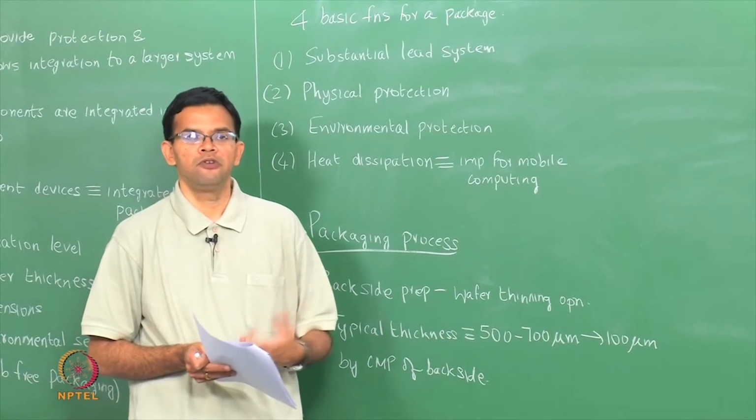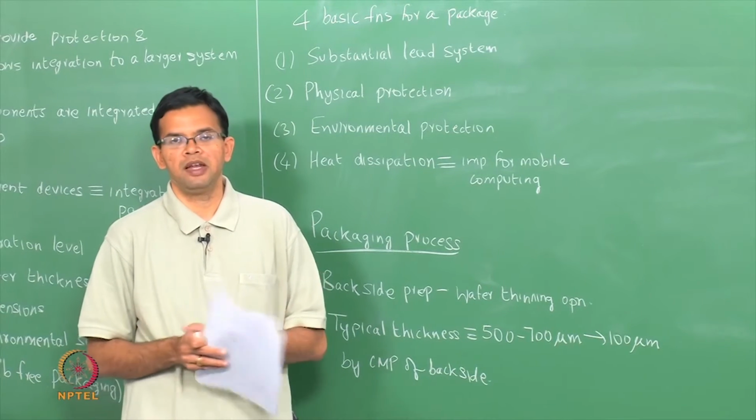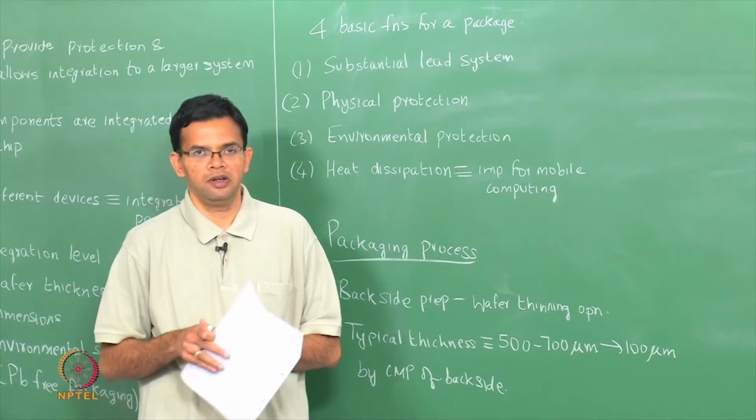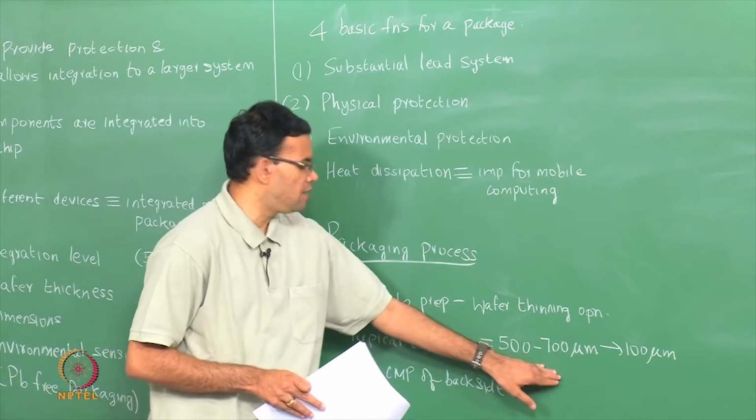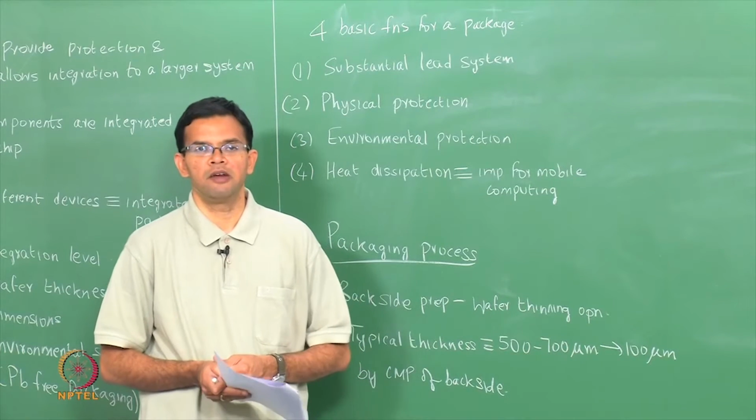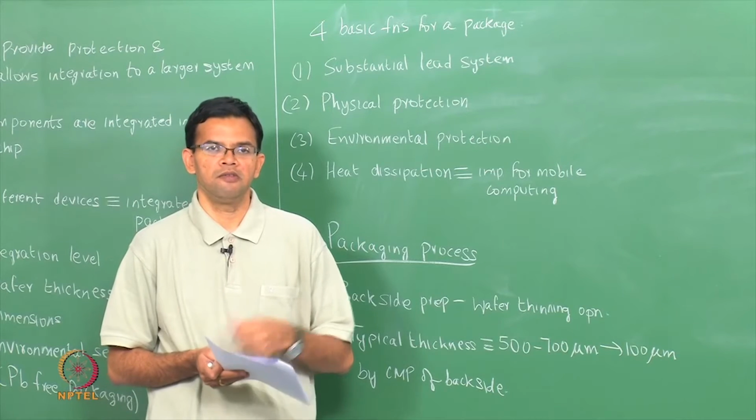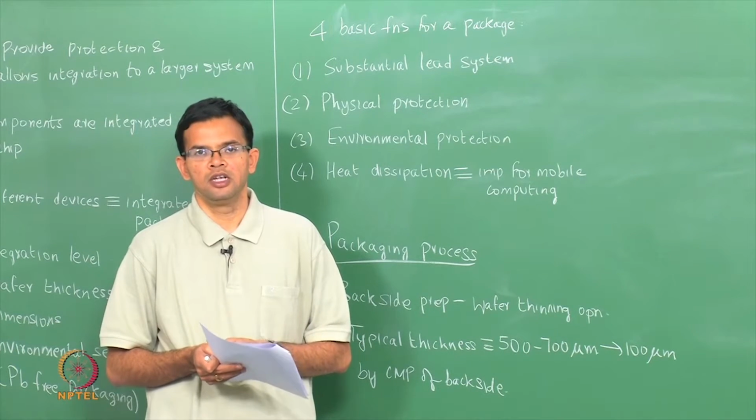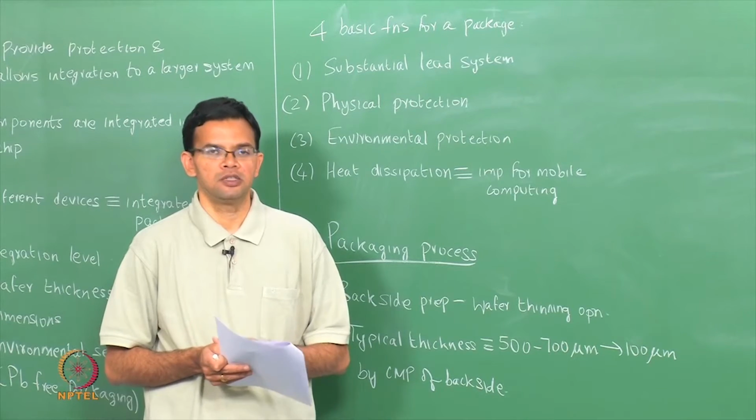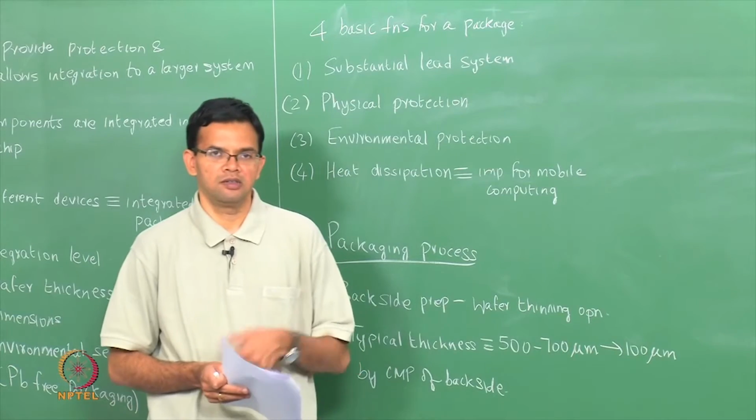This is helpful because it can then be used to easily separate the different dies from the wafer and then package them individually. The original high thickness of 500 to 700 microns is essential because during fabrication the wafers go through a whole series of processes. So, they should be mechanically robust, which is why they are originally thick, but when it comes to packaging, the thinner the better.